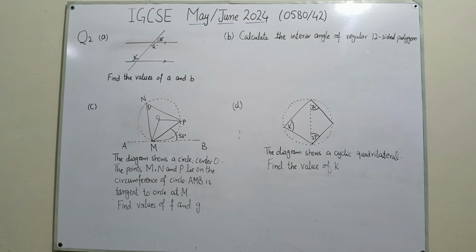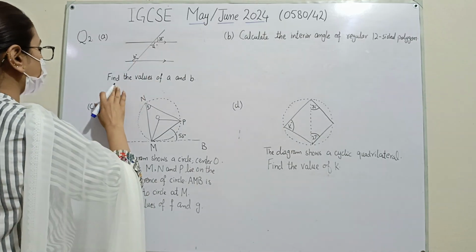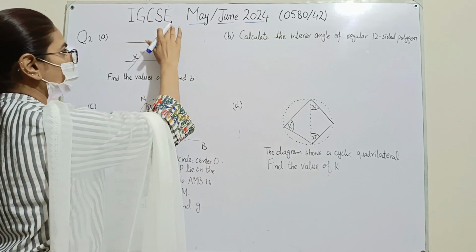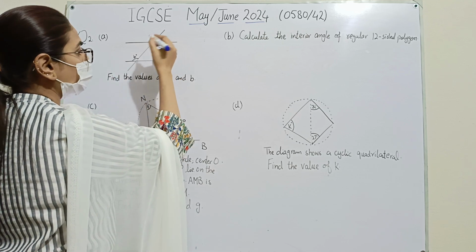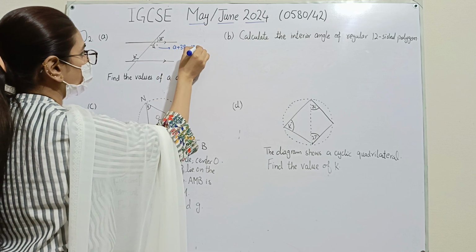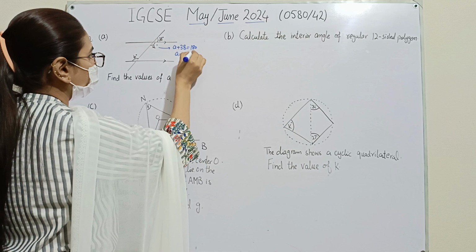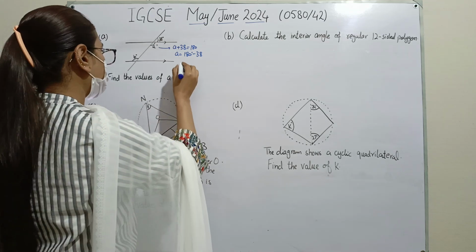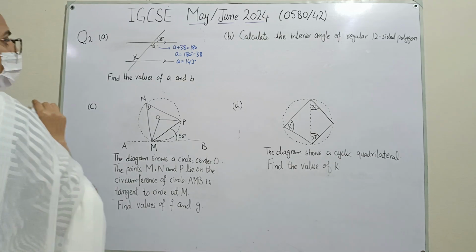Let's move towards the second question. In the first question, he has given you a pair of parallel lines and he is asking you to find the values of A and B. The value of A is quite simple, as we know the angle on a straight line is 180. So A plus 38 equals 180 because this is a straight line angle. So A will be 180 degrees minus 38, which gives 142 degrees.